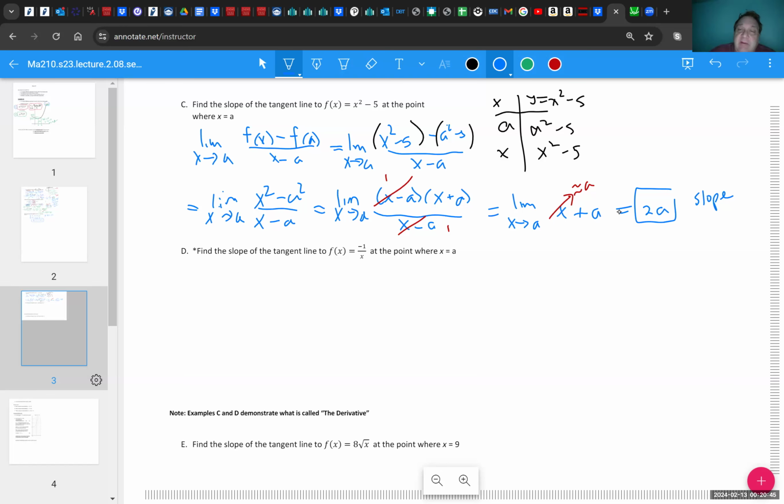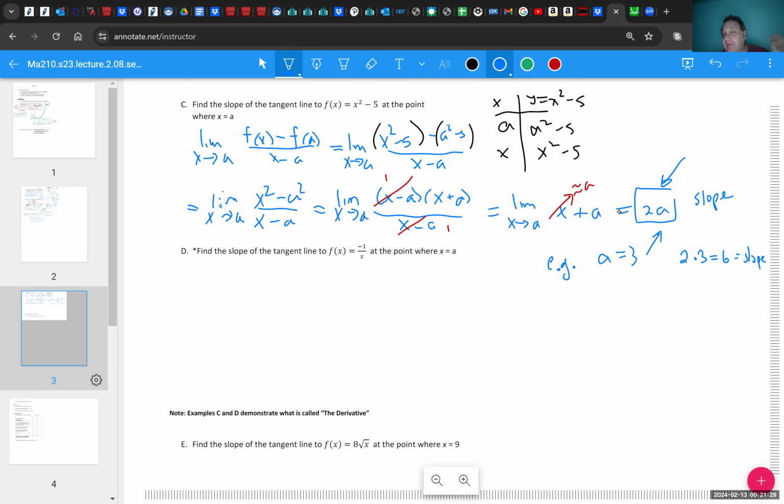I can plug in any value of a. So I can plug in a equals 1, which gives me a slope equal to 2 at the point where x equals 1. But we actually just did the problem where a is equal to 3. If I plug in a equals 3 as an example, then I get a slope equal to 6, which is, of course, what we found on the previous problem. When you plug in the 3 in the beginning and do all the math, we got a slope of 6. If you just plug in a and do all the math, you get 2a, which you can plug in 3 to get 6.